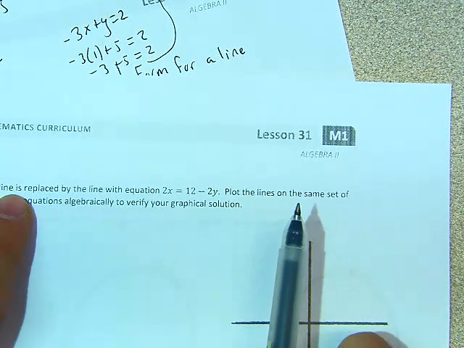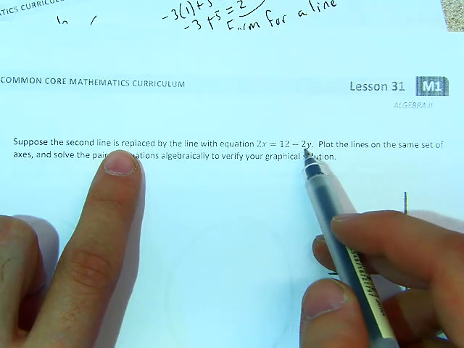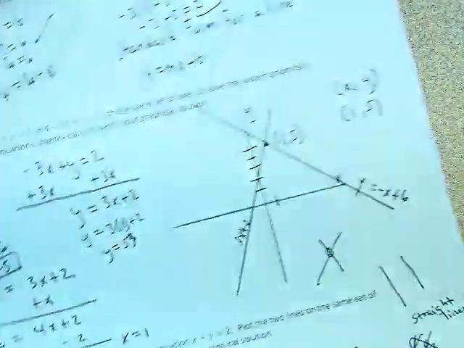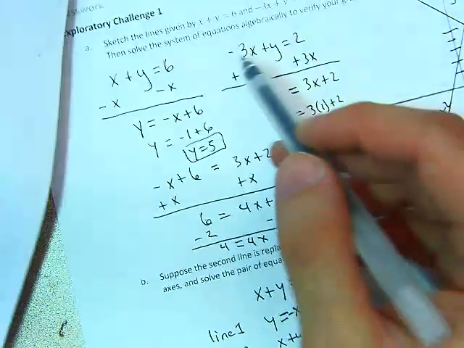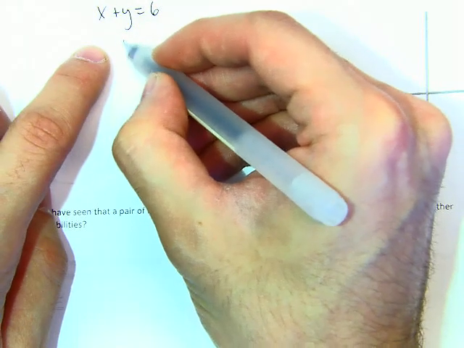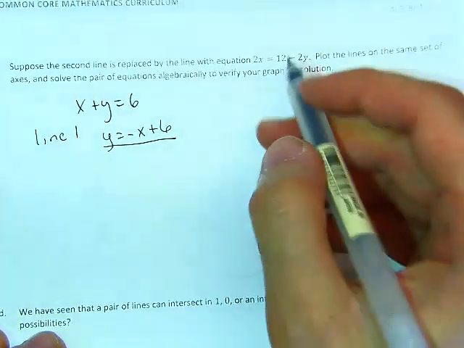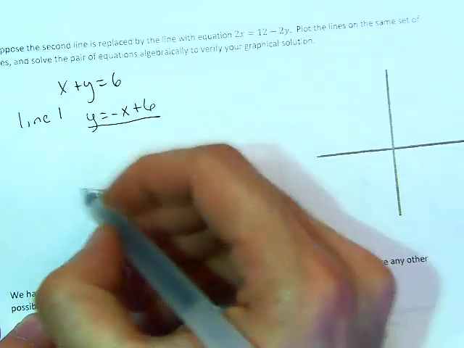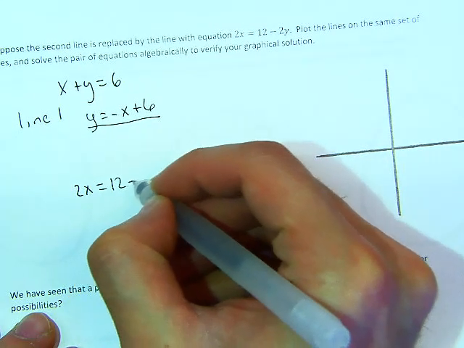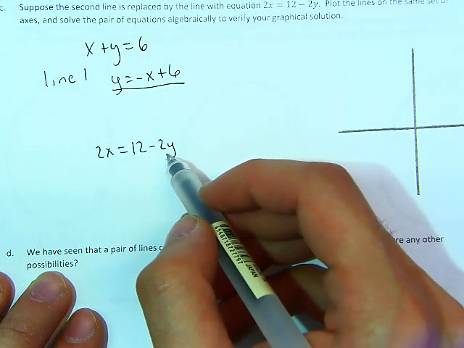It says, suppose the second line is replaced with the equation 2x is equal to 12 minus 2y. So remember, the first equation is what? x plus y equals 6, right? So if we have x plus y equals 6, that's equal to y is equal to negative x plus 6. So this is our line 1. Here, what's our line 2? Our line 2 is 2x is equal to 12 minus 2y.